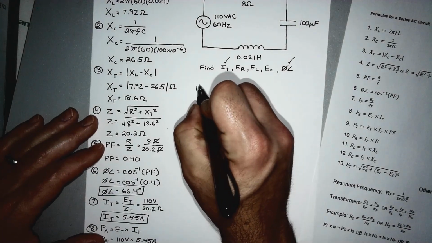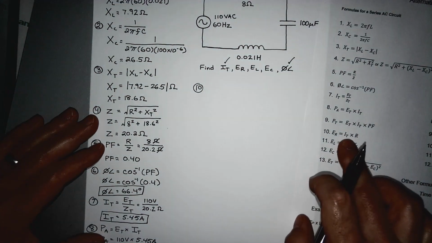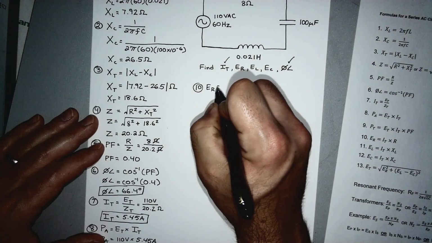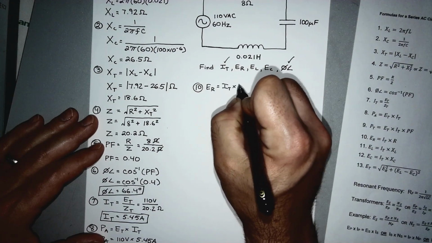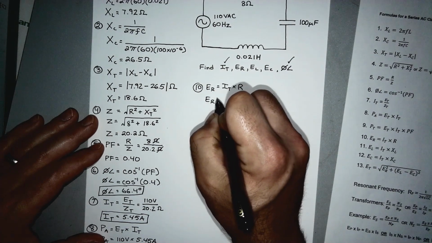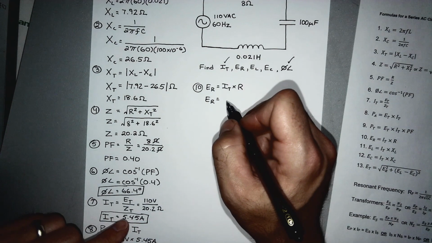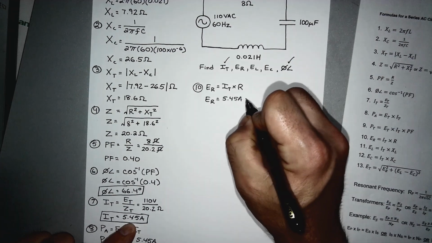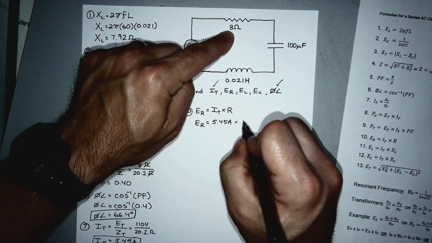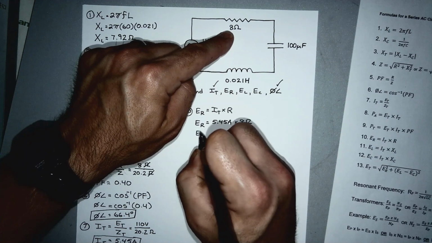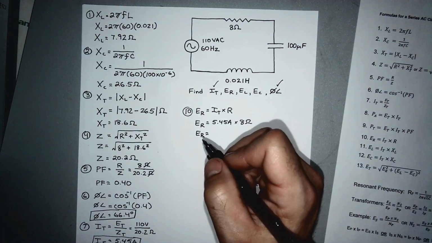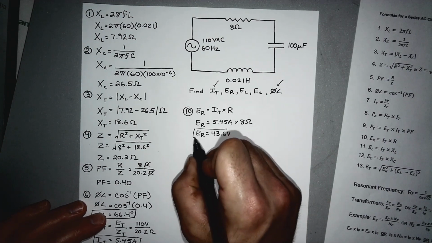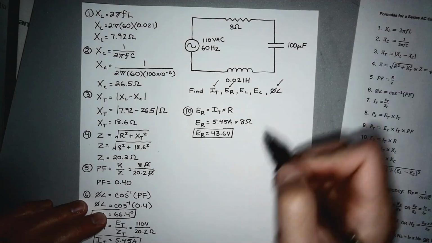Moving on to number 10, so that we can find this E sub R. E sub R is going to be I sub t times R. So I sub t is 5.45 amps times our resistance of 8 ohms, which gives us a voltage drop across the resistor of 43.6 volts. So there's another answer. Check that one off.